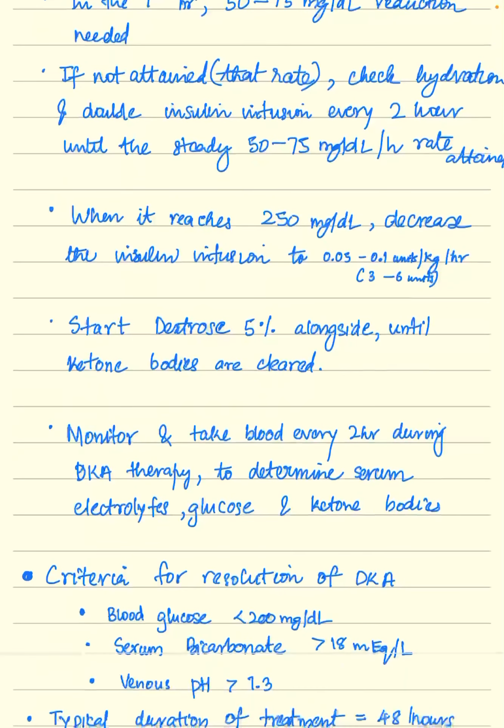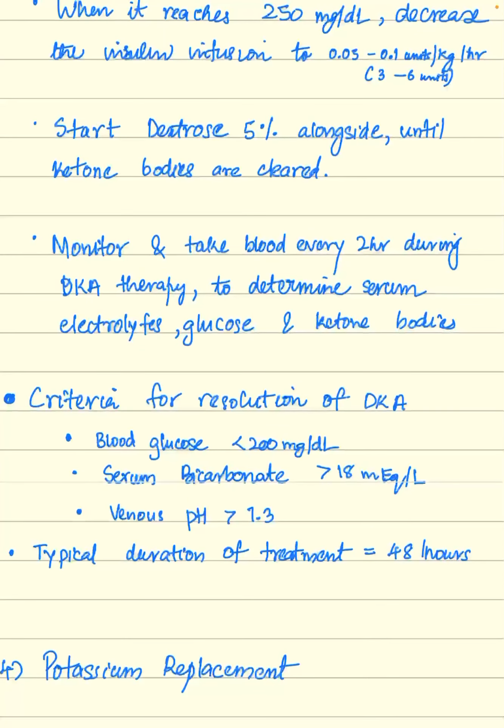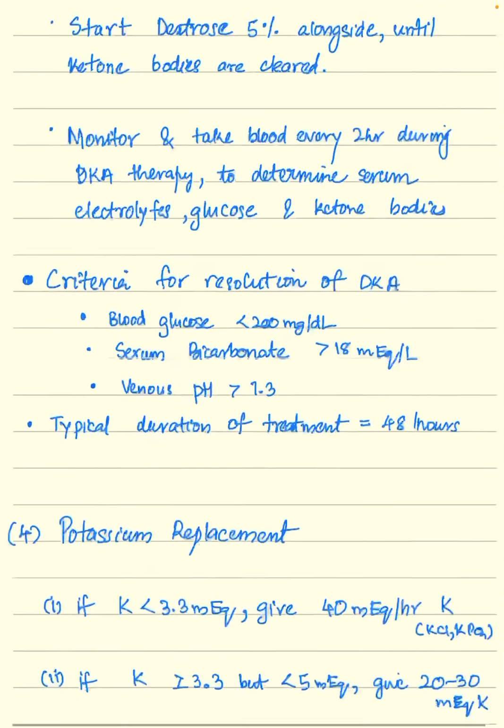Also, you have to monitor and take blood every 2 hours during the therapy to determine serum electrolytes, glucose and ketone body levels. The criteria for the resolution of DKA are blood glucose less than 200 milligram per deciliter, serum bicarbonate more than 18 milliequivalent per liter, venous pH more than 7.3. So these are the criteria for resolution. The typical duration of treatment is around 48 hours.